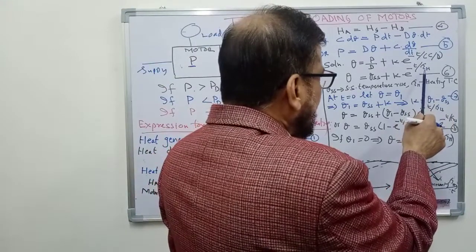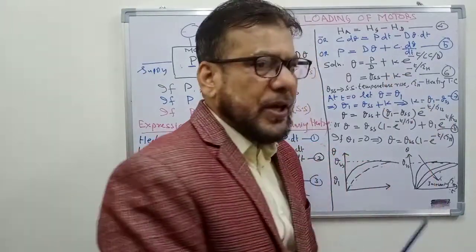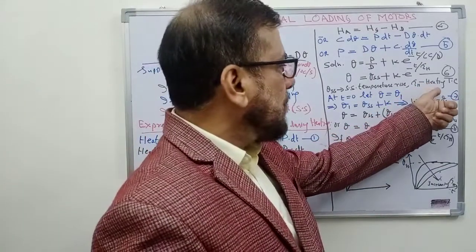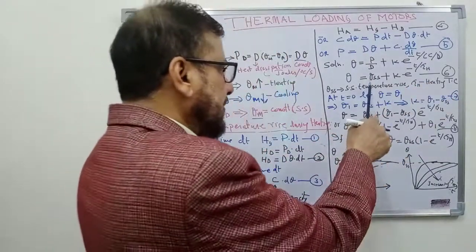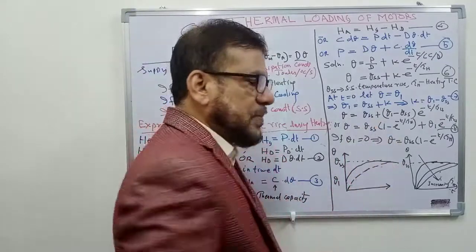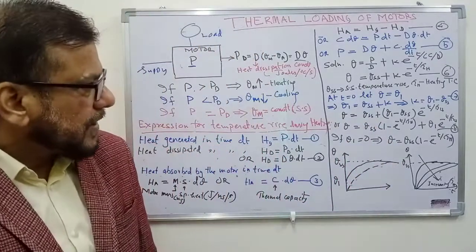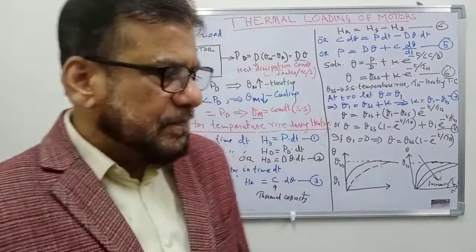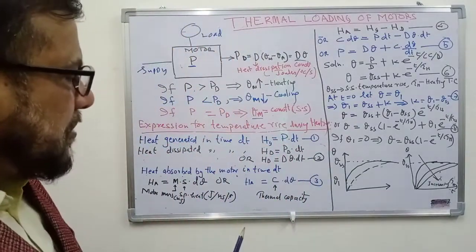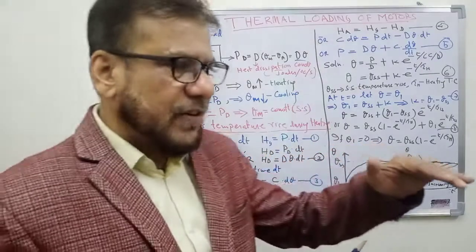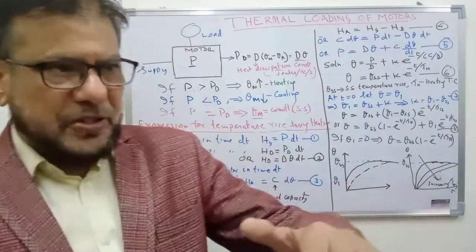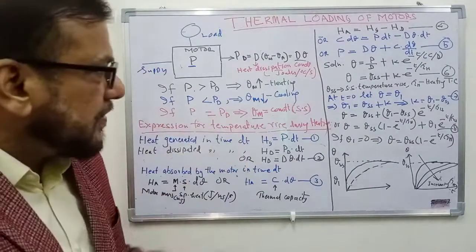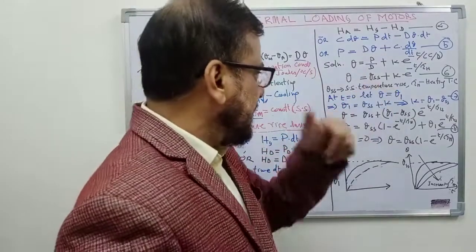Let me give it some name. It is tau H. Tau H is known as heating time constant of the motor. And theta SS is steady state temperature rise. That is, when the motor is loaded for enough time, the temperature will rise gradually and finally it will reach a certain temperature rise, when P equal to P D. That temperature rise is theta SS.